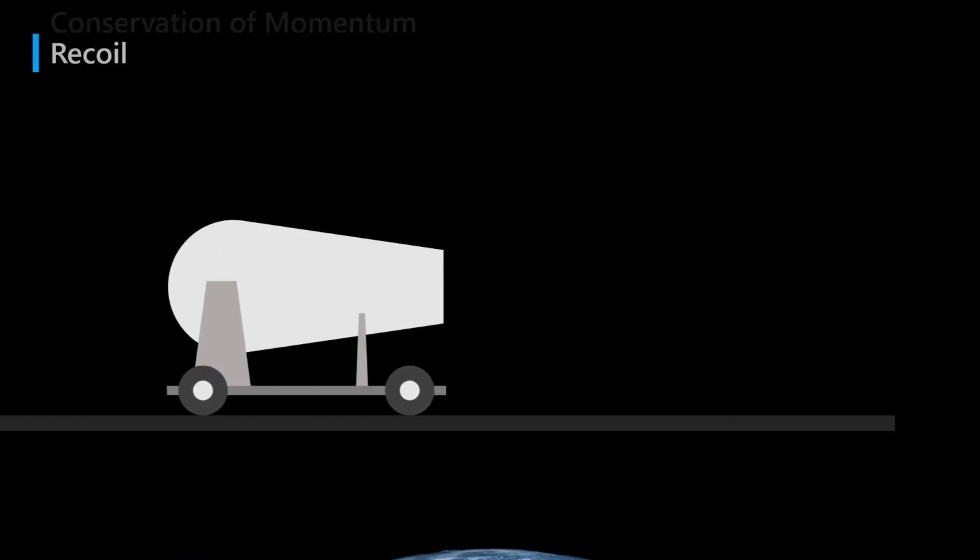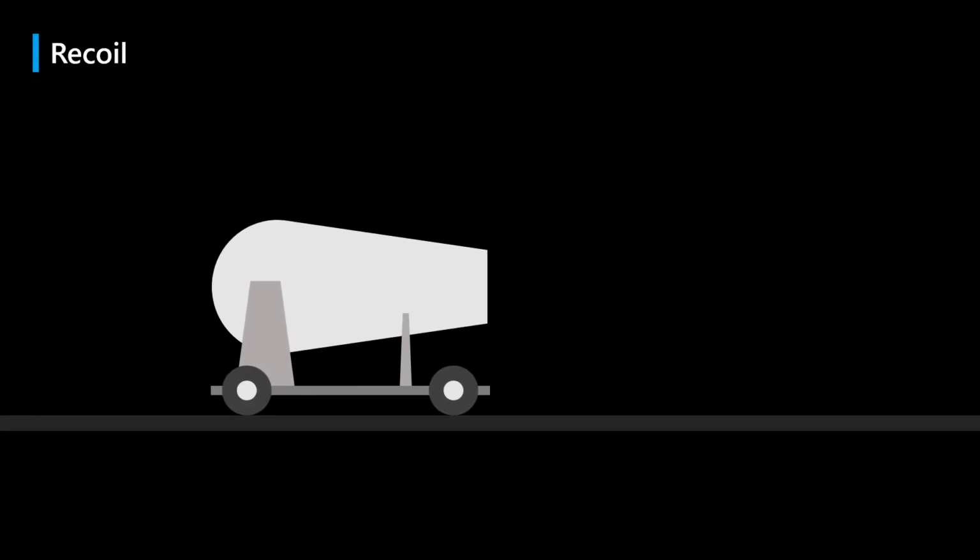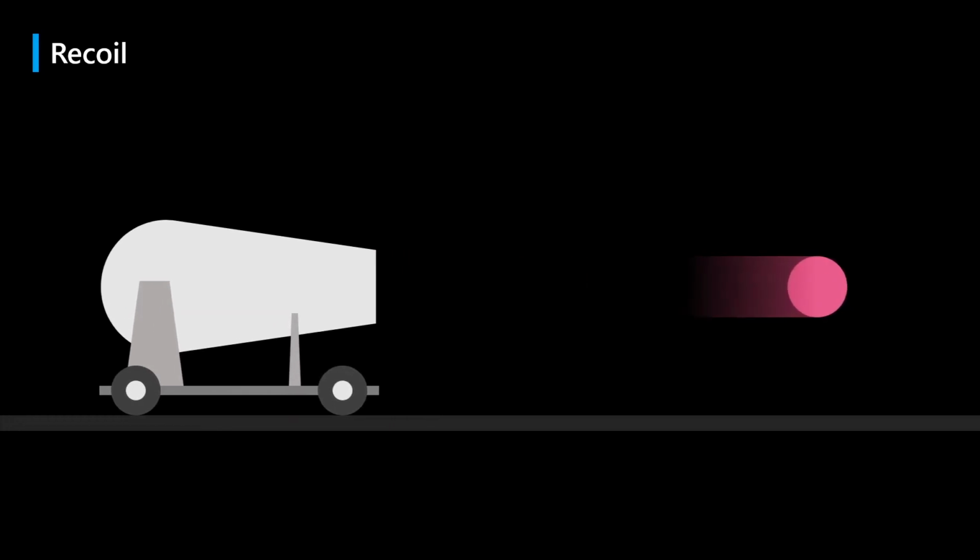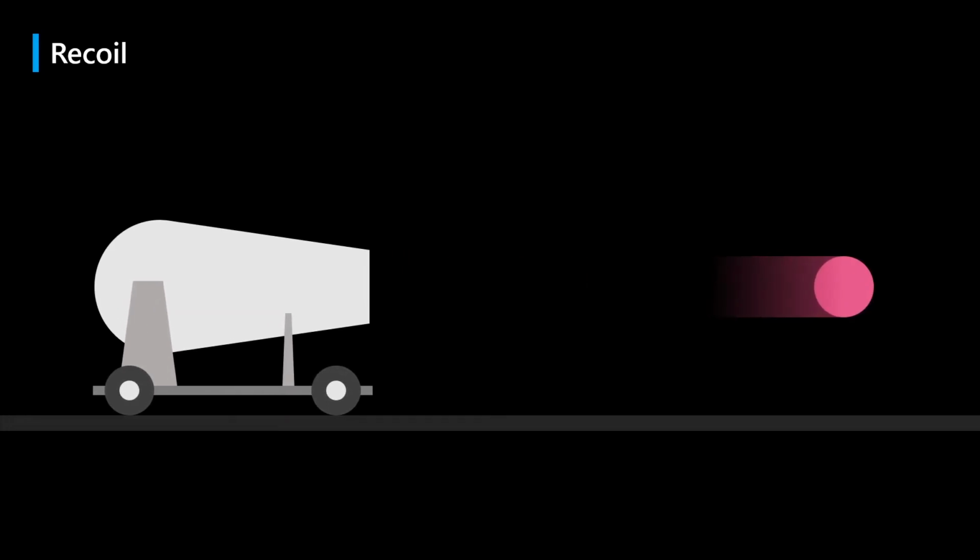So another example where momentum is conserved is recoil. Here I've got a cannon. It's going to fire a cannonball. The cannonball shoots out forwards and the cannon moves back. This is an example of recoil. It's a type of explosion event.